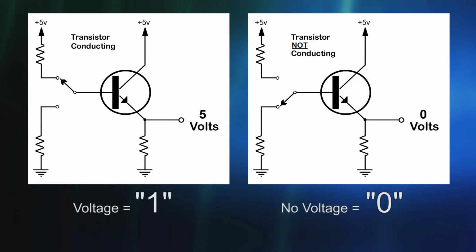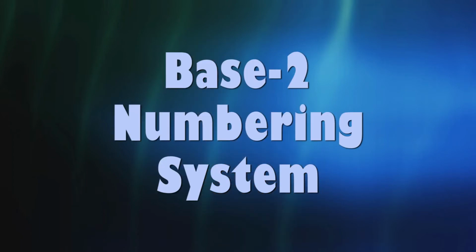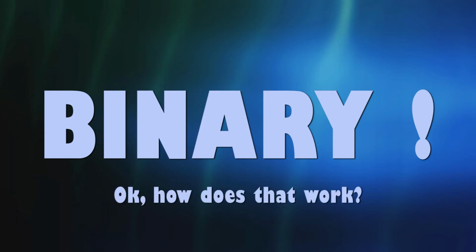Each element in the circuit is either energized, represented by a 1, or it is not energized and represented by a 0. It is the same as an alien with only one finger who thinks mathematically in a base 2 numbering system, a binary system. Okay, so how does that work?